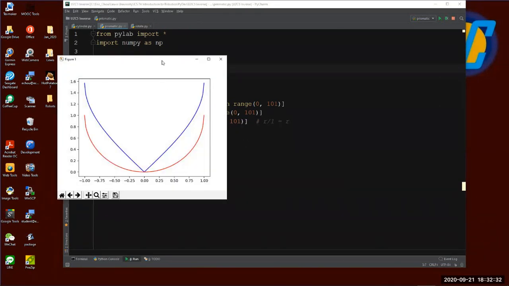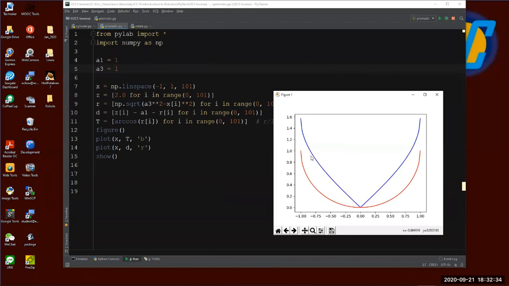As you can see right here, the blue one is the theta, and the red one would be the D. And the D is between 0 and 1. So we showed it very clearly.